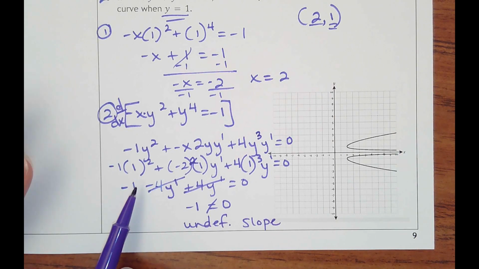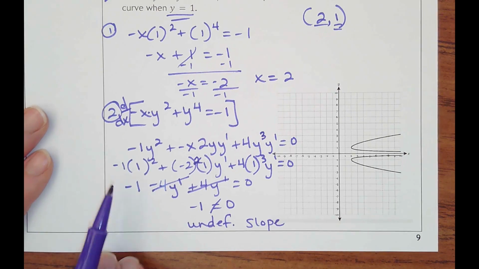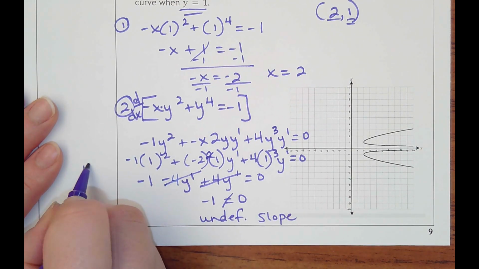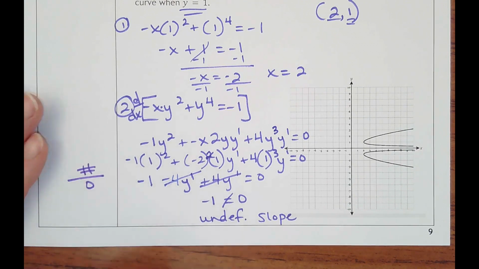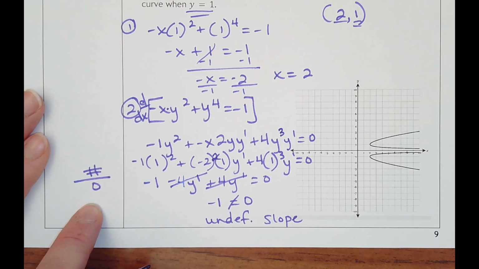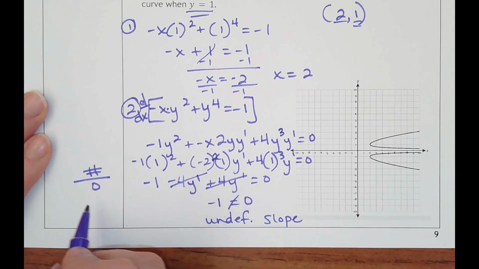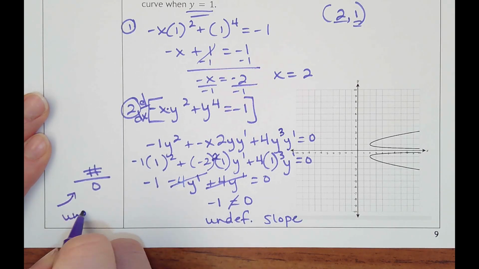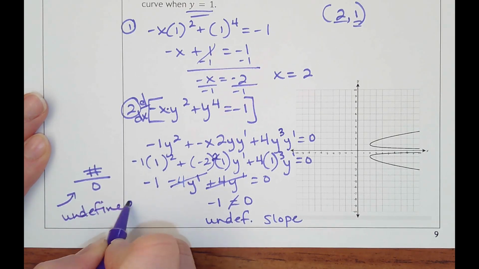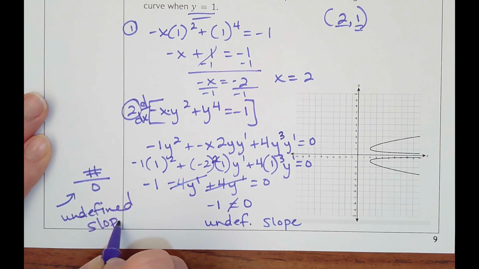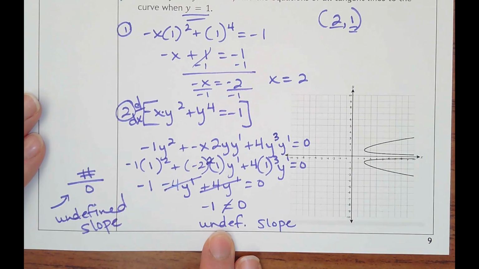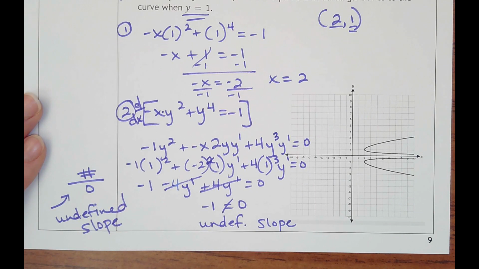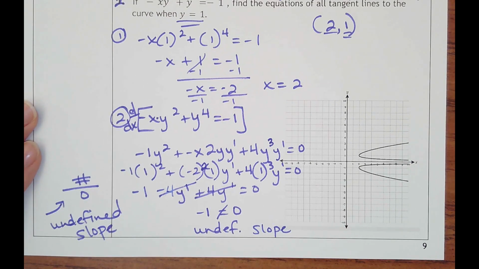If you would have isolated y prime, I don't know what number on top you would have had, but when you plug in, you'd get a number over 0. We know when we're talking about slope and we have a number divided by 0, that also means it has undefined slope. So either way you do, it's fine. You're going to know that you have undefined slope. But what does that mean to us in terms of how do I write an equation of a tangent line? Undefined slope means it's a vertical line.